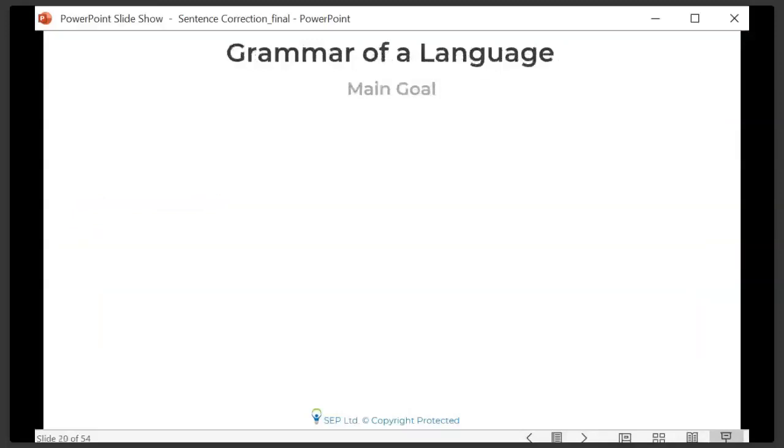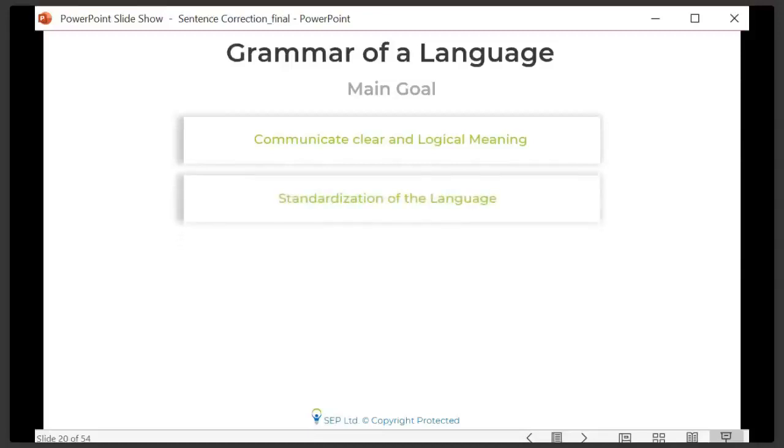Okay. So what does this exercise establish? What is the main goal of grammar in language? The main goal is to communicate clear and logical meaning. All right. The main goal is to bring about a standardization of language. And actually, all grammar rules except idioms are focused on meaning. In fact, even idioms work towards standardization of language, which is why it is like intuitive. If the sentence communicates clear and logical meaning, it is grammatically correct.